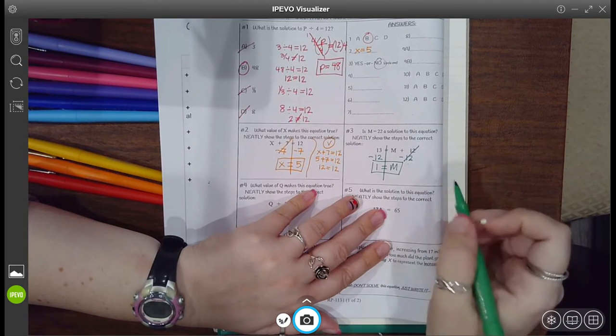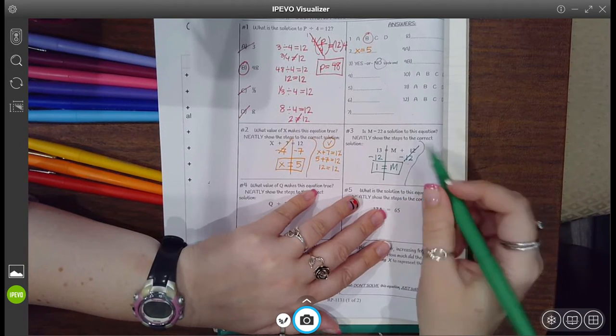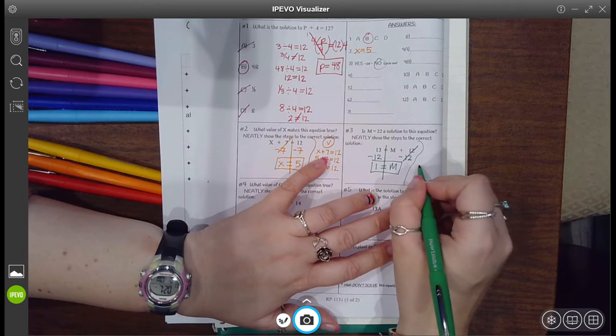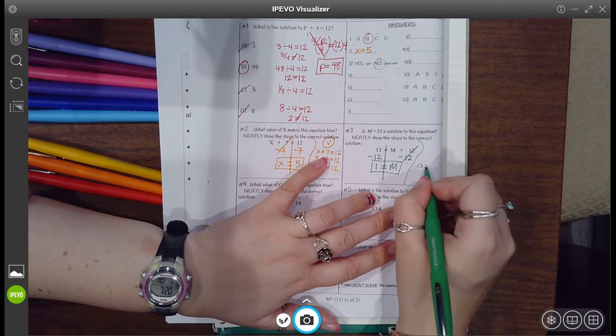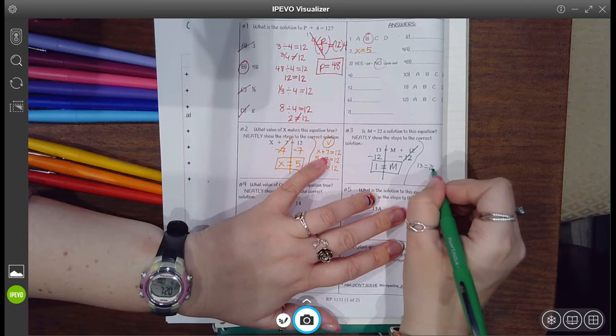Okay, and if you were to do it the other way, rather than solving it, you could have substituted in what they think it is. 13 equals, well, m is 22 plus 12.